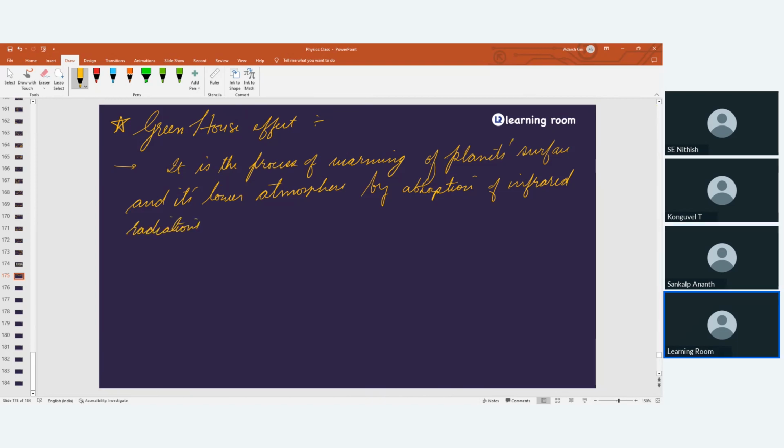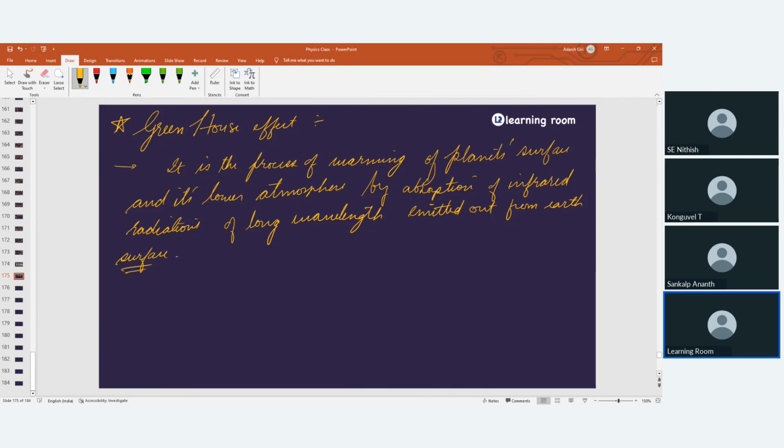Infrared radiations of long wavelength. I'll explain each and every term. Long wavelength emitted out from Earth's surface. Now see here, what is happening here?